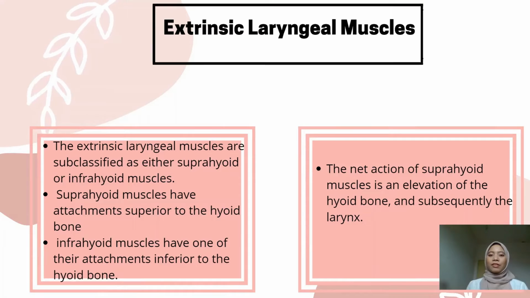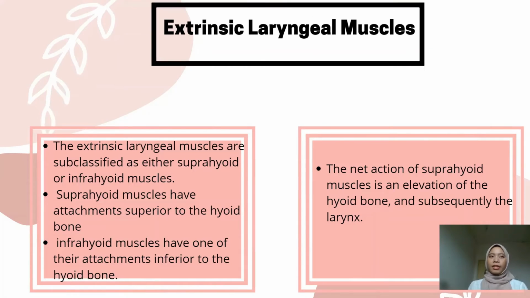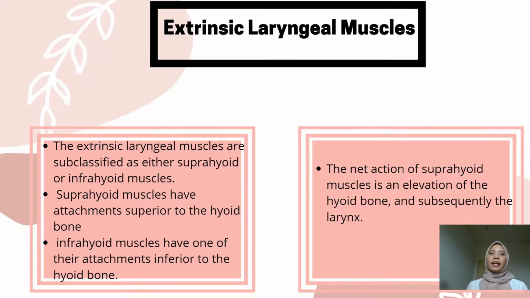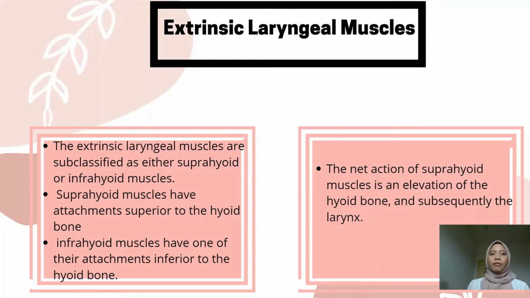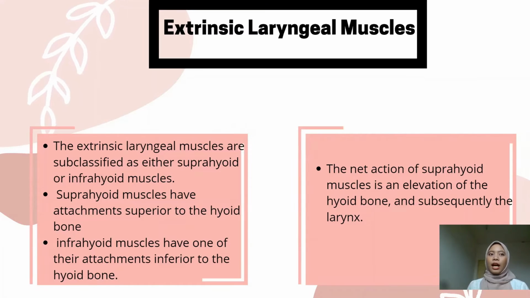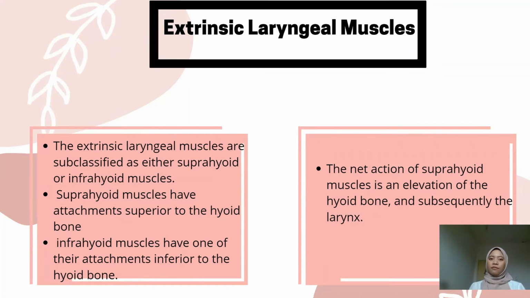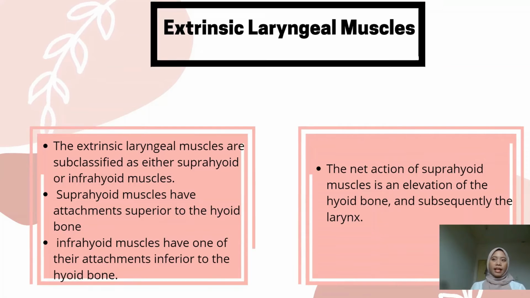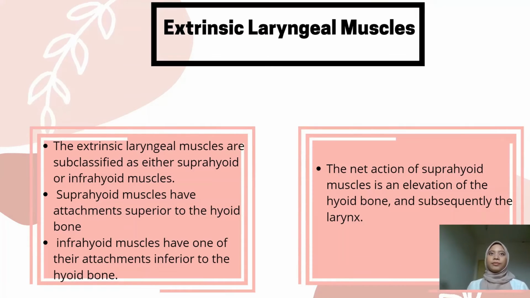My name is Nur Afka binti Adnan, and today I'm going to explain about the extrinsic laryngeal muscles. The extrinsic laryngeal muscles are subclassified as either suprahyoid or infrahyoid muscles. Suprahyoid muscles have attachment superior to the hyoid bone. Meanwhile, infrahyoid muscles have one of their attachments inferior to the hyoid bone. The net action of the suprahyoid muscles is an elevation of the hyoid bone and subsequently the larynx.